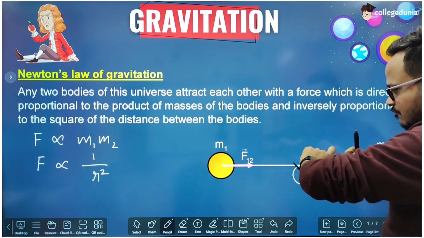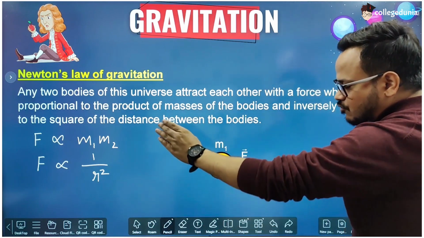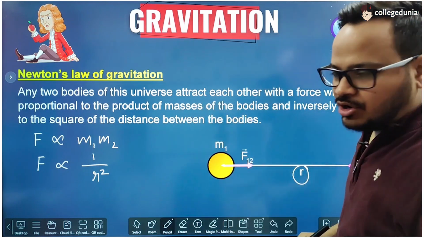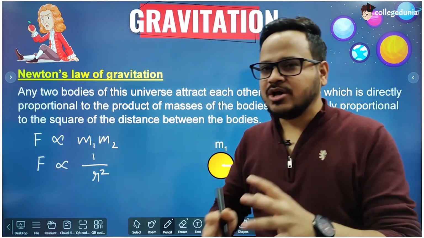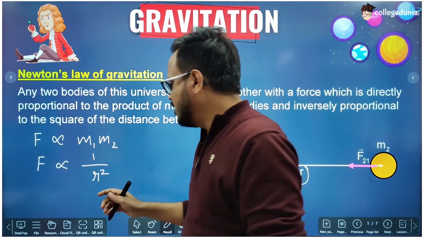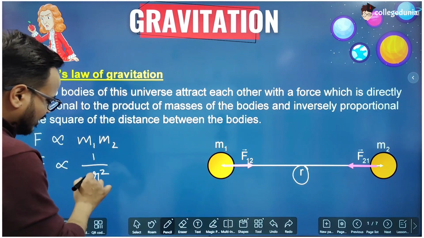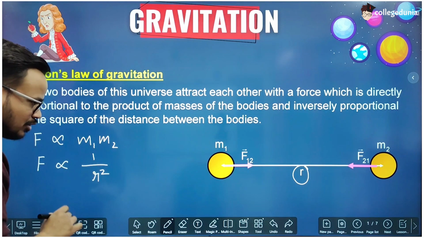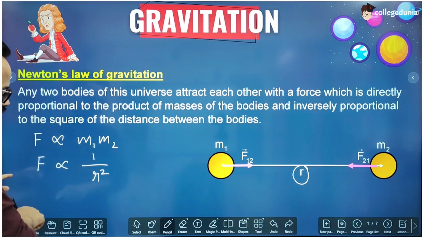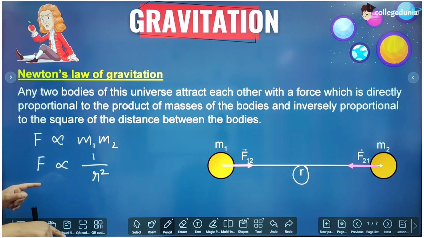Like if we double the distance, then force will become 1 upon 4 times, because double means square of 2 is 4. So if we double the distance, if we put 2R in place of R, then this square will apply to that 2 also, na? So that force becomes 1 by 4, right?